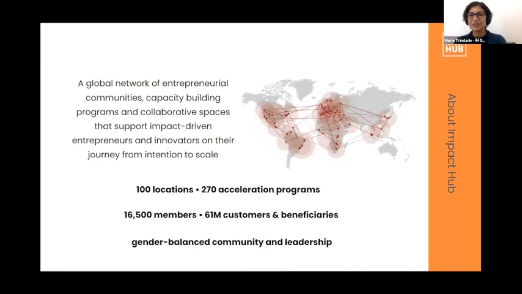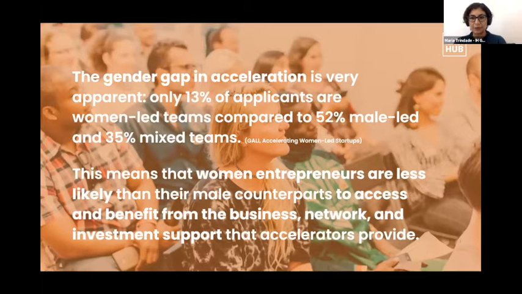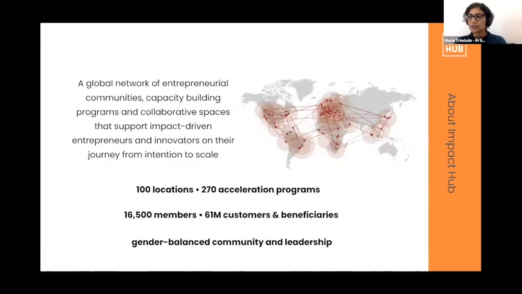Yes. For those of you who don't know Impact Hub, we are a global network that provides support for social entrepreneurs, from space and capacity building to network, access to capital and knowledge. We are present in 100 locations across the globe with 6,500 members. We run almost 300 acceleration programs annually. And we have been exploring accessibility in many directions, and gender is one of them.